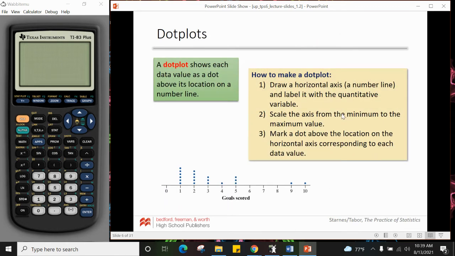So like here, if I wanted to describe this shape, I'd say it's skewed right because the long tail is to the right. It's unimodal with a cluster around 1 and 2, and then there's a gap between 5 and 9. So there's a gap here between these data values. There's nothing there. So it's not a bad idea to include gap, clusters, peaks, and then direction.